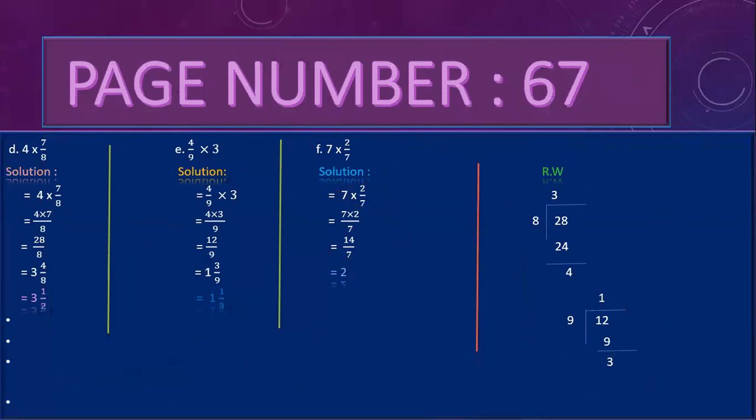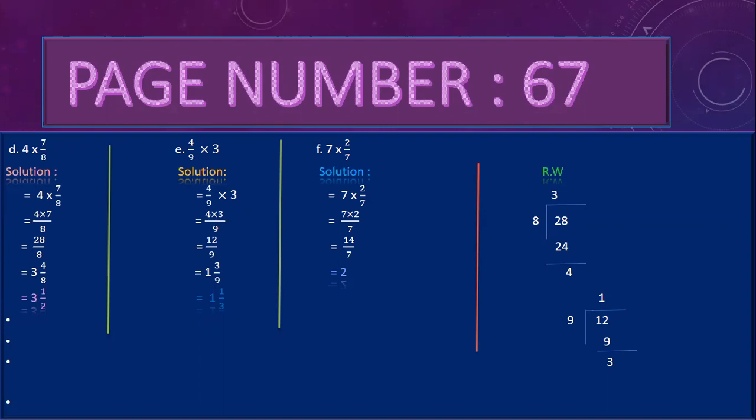Come to part D. This is 4 multiplied by 7 over 8. Same procedure, we multiply the numerator and we see whether we can cancel with the denominator or not. Otherwise, you divide and write your answer as a mixed number. Same in part E, 4 over 9 multiplied by 3. 4 multiplied by 3 is 12. 12 over 9 is one whole number and 3 over 9. Now 3 over 9 we can cancel again, and one whole number and 1 over 3 will be our required mixed number.